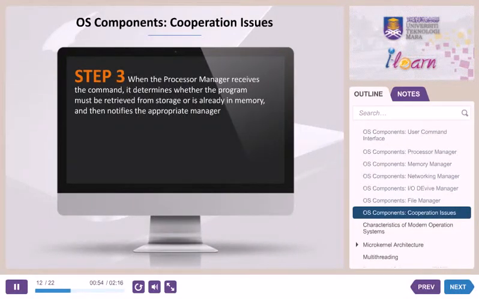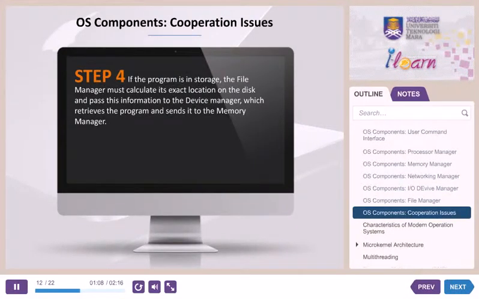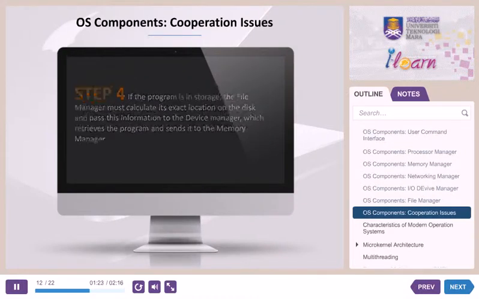Step 3. When the processor manager receives the command, it determines whether the program must be retrieved from storage or is already in memory, and then notifies the appropriate manager. Step 4. If the program is in storage, the file manager must calculate its exact location on the disk and pass this information to the device manager, which retrieves the program and sends it to the memory manager.